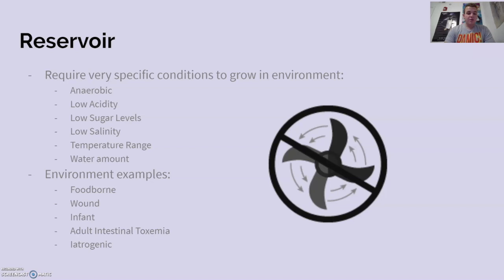Some examples of environments include improperly canned foods, wound entry after surgery or the injection of drugs, entry to an infant's digestive tract, rarely found in the adult intestinal tract, and iatrogenic, which means caused from too much injection of botulism through medical or cosmetic reasons.